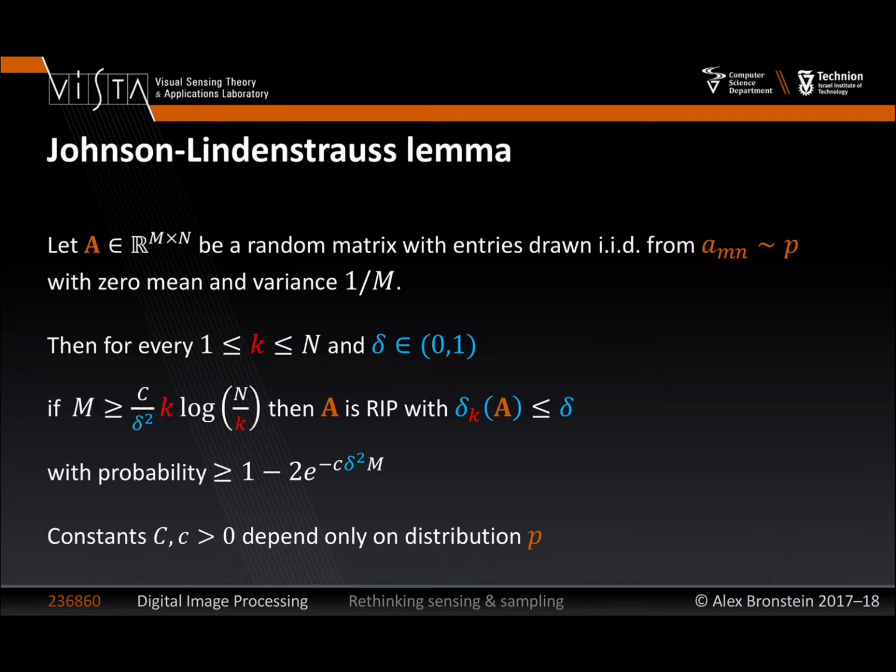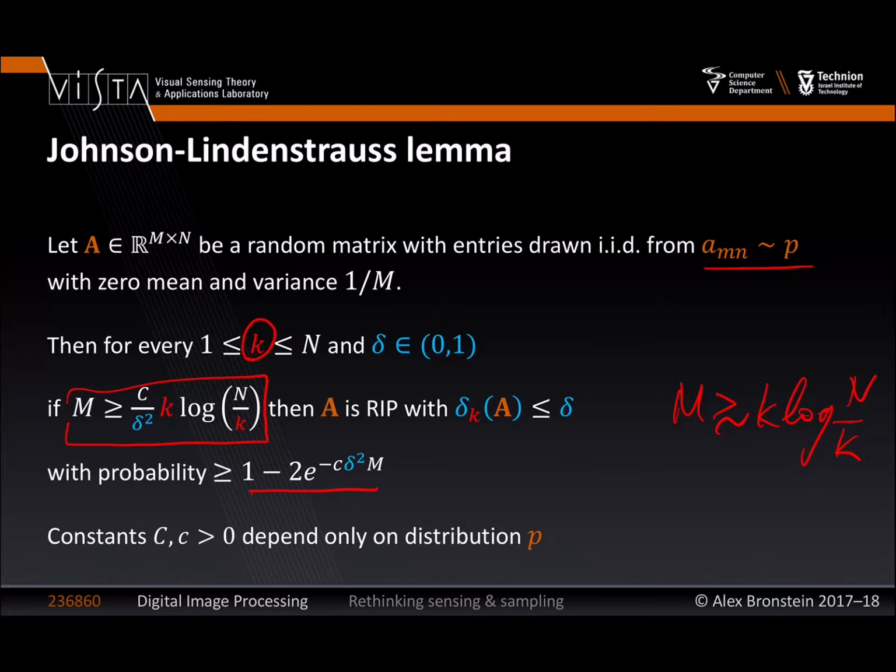So you take it from this sub-Gaussian distribution with zero mean and variance 1 over m. So we know that the matrix will be an isometry in the mean. It will also concentrate around its mean. So the lemma tells us that if we have a k-sparse vector and you have the number of measurements essentially of the order of k log n over k, then A will satisfy the restricted isometry property with a small delta with a very high probability.